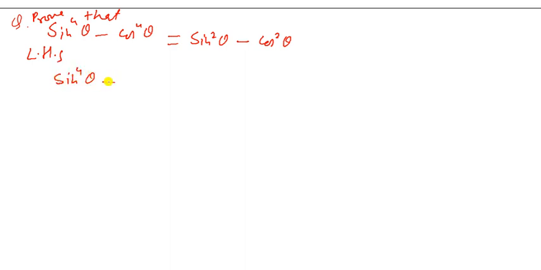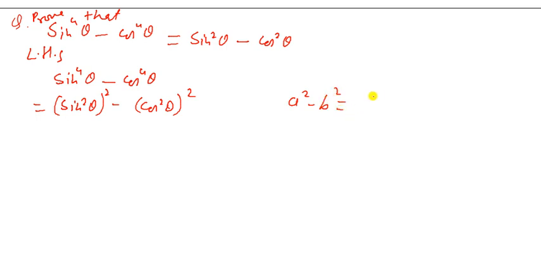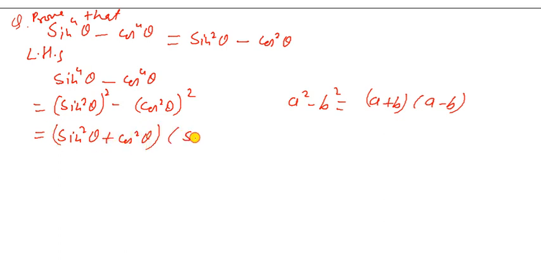Now taking the left hand side, sin to the power 4 theta minus cos to the power 4 theta. It is sin square theta whole square minus cos square theta whole square. As you know, a square minus b square is equal to a plus b times a minus b. So you can put this formula. So it is sin square theta plus cos square theta in the first bracket, and in the second bracket sin square theta minus cos square theta.